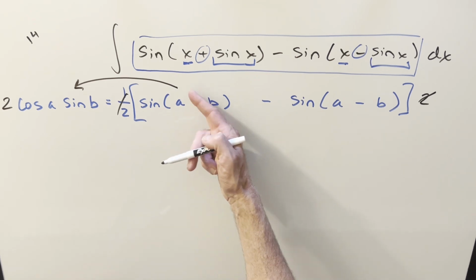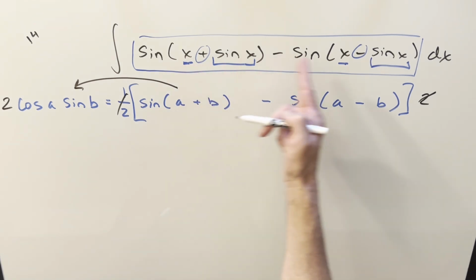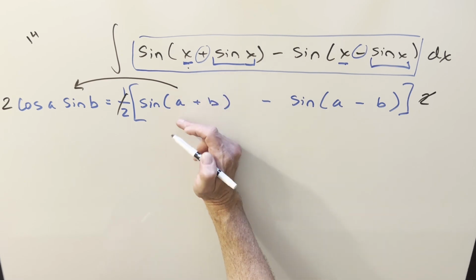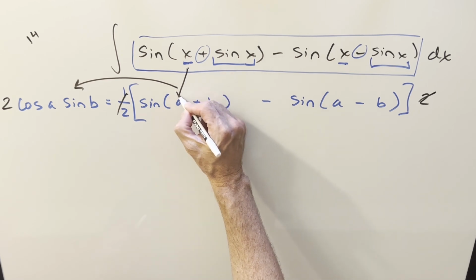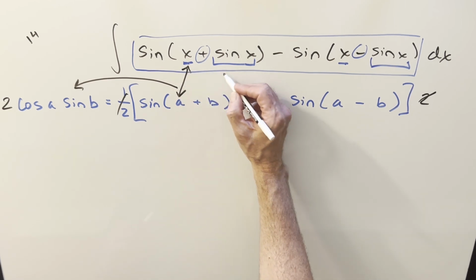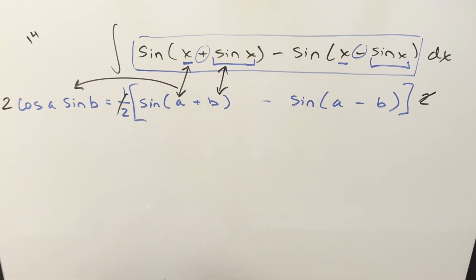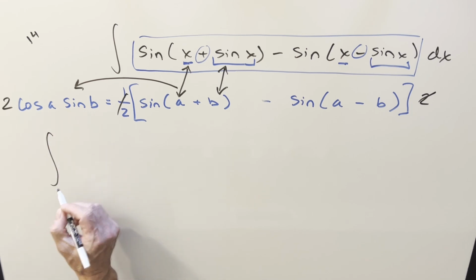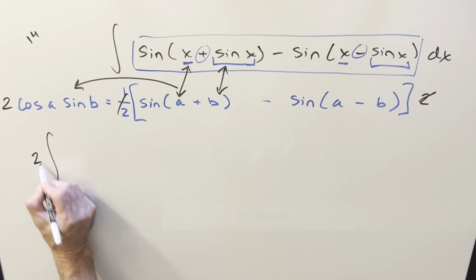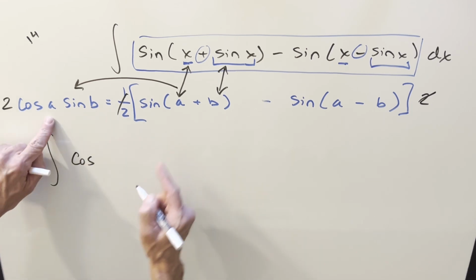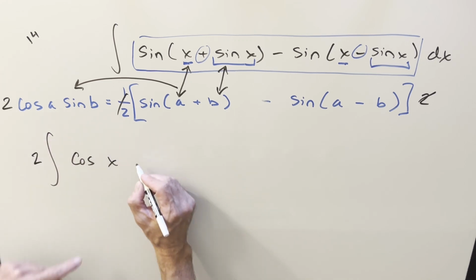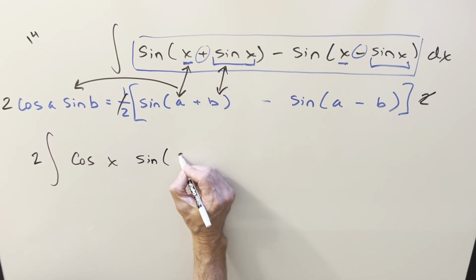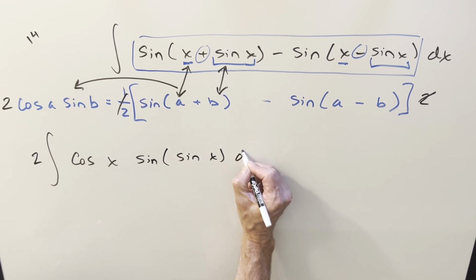All we need to notice is, like I said, we've got the same thing here and here, and we've got the same thing here and here. So what I'm saying is, in our formula, the a value is just going to be x, and the b value is going to be sine of x. So using that identity in this direction, we'll rewrite the integral. The 2 is going to be a constant that comes out front. Again, our a value is x, and our b value is going to be sine x. We end up with sine of x dx.